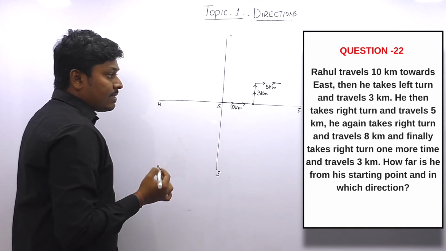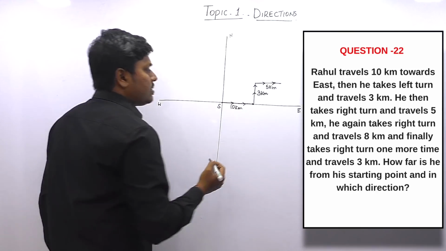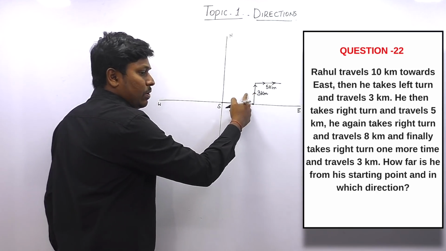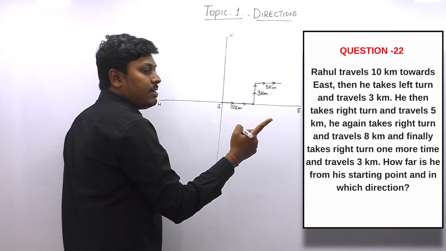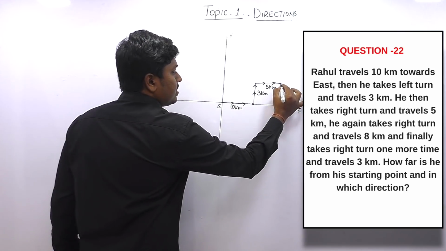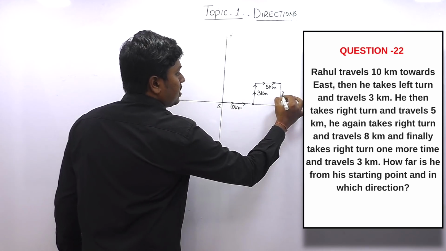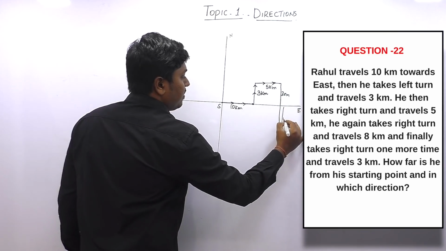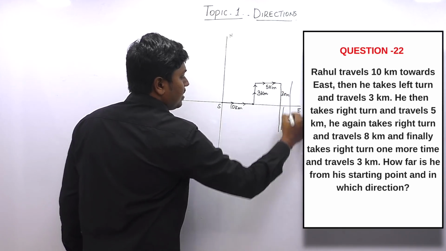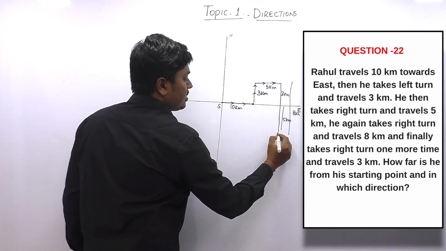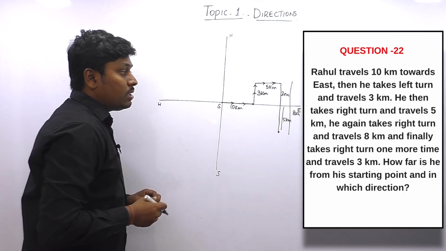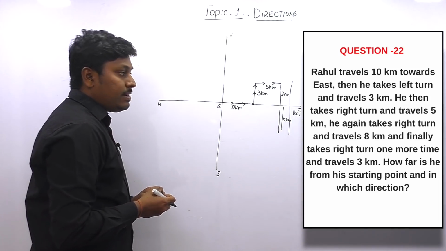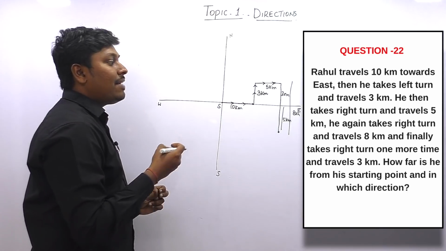He again takes a right turn and travels 8 km. So listen here, this distance is 3 km. Now from here he is taking a right turn and covers 8 km. So this will be 3 and this will be 5. So 3 kilometers, this will be 5 km. Only then we can say the total distance will be 8 kilometers. And finally he takes a right turn one more time and travels 3 kilometers.